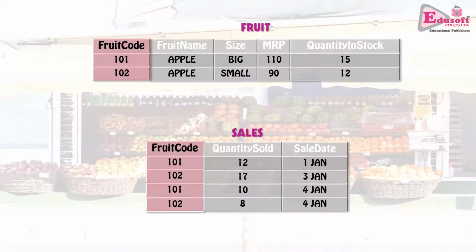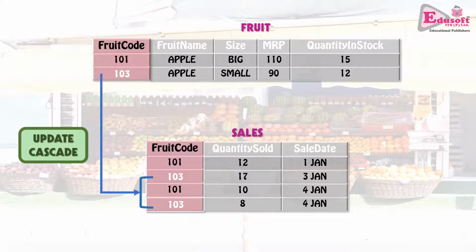Let us see the other aspect. In this scenario, the fruit shop owner has decided to change the fruit code of one of the fruits, that is apple, from 102 to 103. So accordingly, in the sales table also, all the records having the fruit code 102 should now have the code 103. That should also happen automatically.